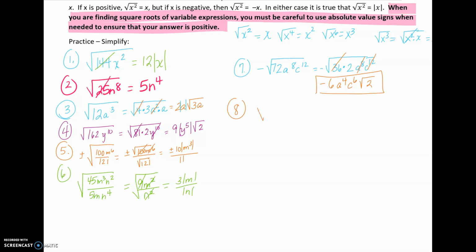All right, number 8 is the square root of 80, a squared, b squared. Okay, so I'm trying to think of factors of 80. I think of 4 and 20, but I know that there's bigger factors, and bigger factors 16. So I end up with 16 times 5 times a squared, b squared. Both of those are perfect squares.